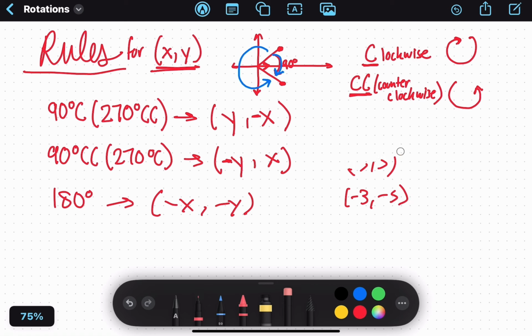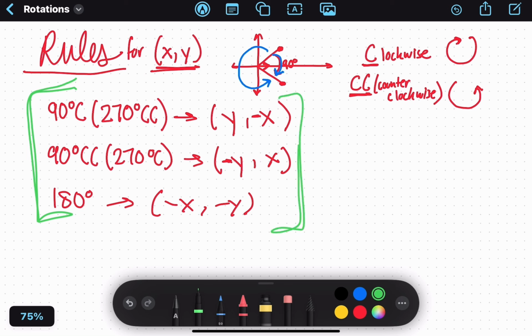Boom. There you go. So all you have to do for these rules is memorize them. There aren't that many great tricks to memorizing them. This is just something you have to know. This is something you just really have to memorize, unfortunately. It's just one of those things.